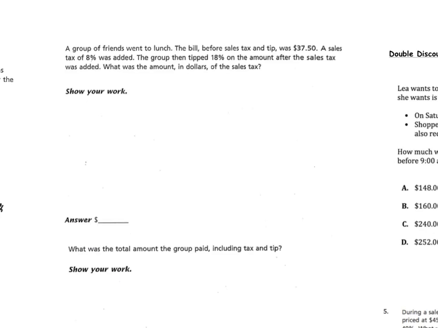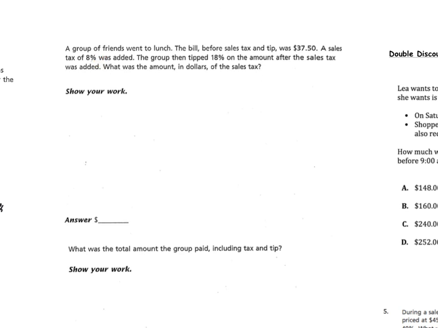All right, so we're almost finished. I'm going to go ahead and ask you to do this problem on your own. And let's read through it. A group of friends went to lunch. The bill before sales tax and tip was $37.50. A sales tax of 8% was added. The group then tipped 18% on the amount after the sales tax was added. What's the amount in dollars of the sales tax? Okay, so they're just asking you actually for the sales tax.